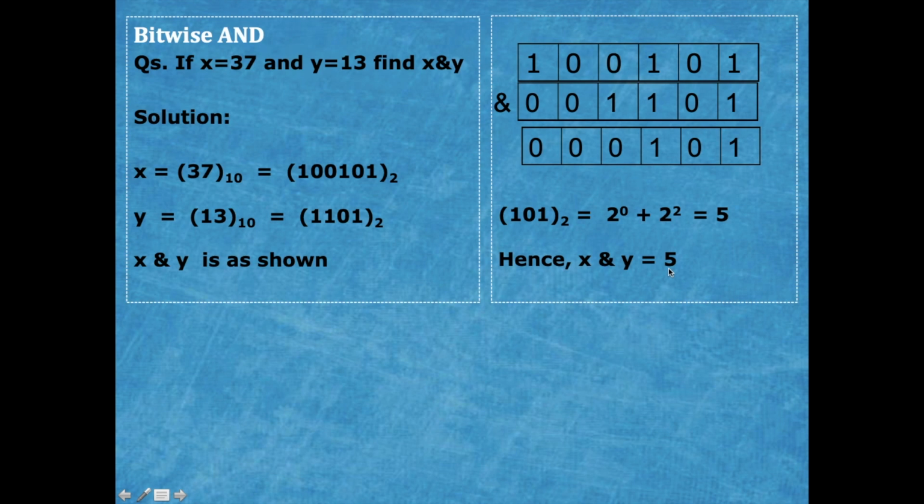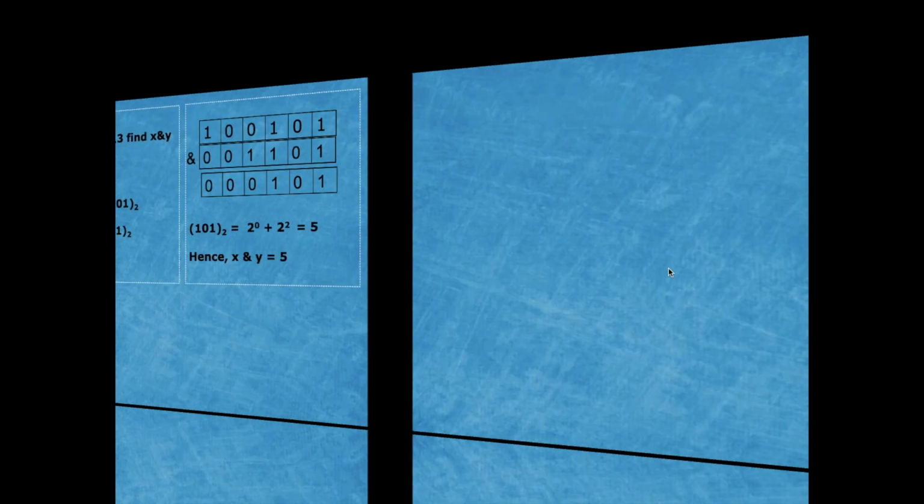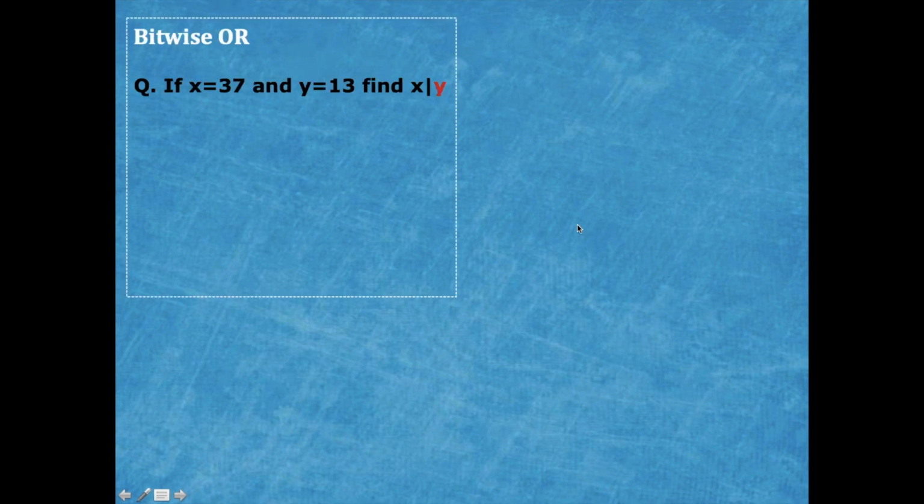Okay. Now let's go to bitwise OR and we'll do almost the same exercise question for bitwise OR. x is 37, y is 13, and we are supposed to find x OR y. Now, why don't you pause this video and solve this on your own? Okay, I hope you have solved this on your own. So very quickly, let's see the solution.